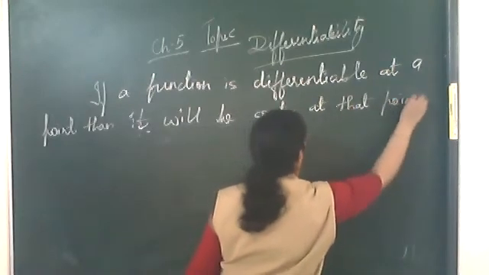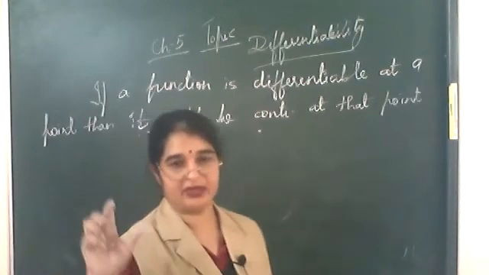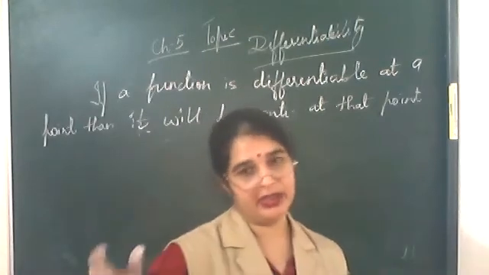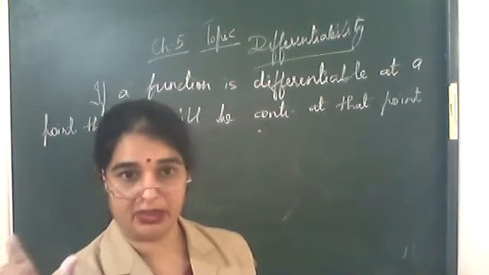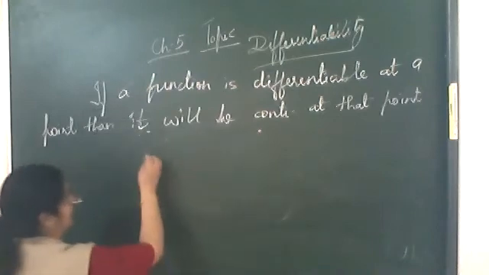At that point, or you can say any domain also. If we are having a particular range, and in that particular range the function is differentiable, then in that particular range the function will be continuous also. We'll take one question, then you will understand this. Clear? So how can we prove this theorem?